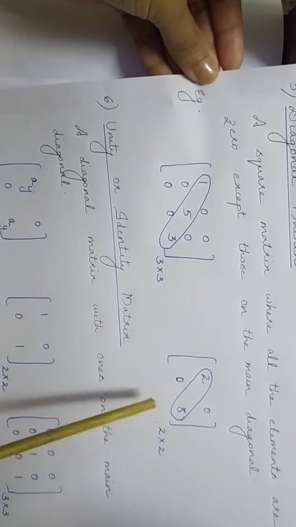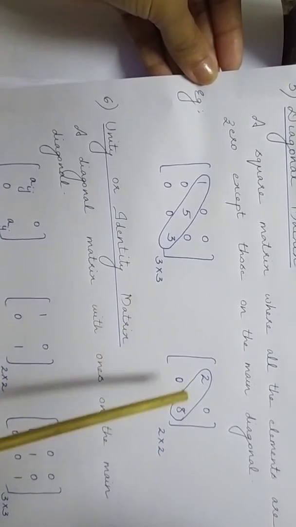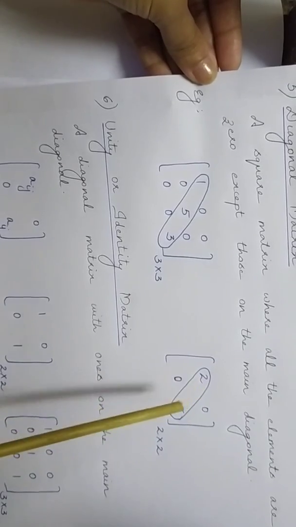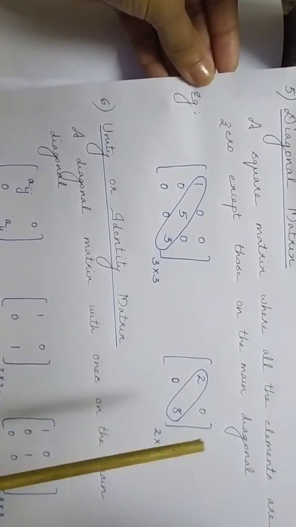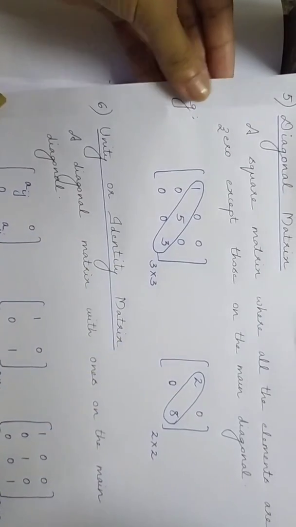Next, for example, another 2x2 matrix: 2 0 0 8. The diagonal elements here are 2 and 8. The other elements, other than these diagonal elements, will be 0.